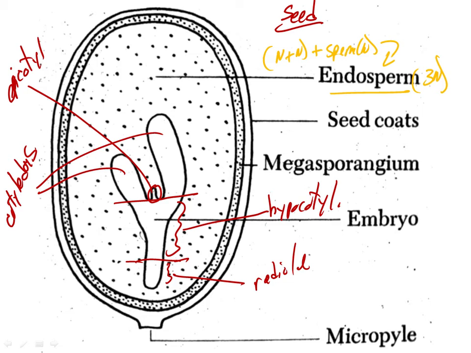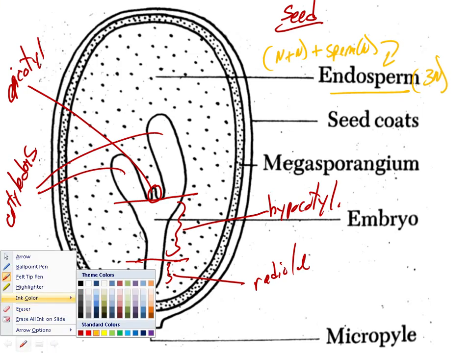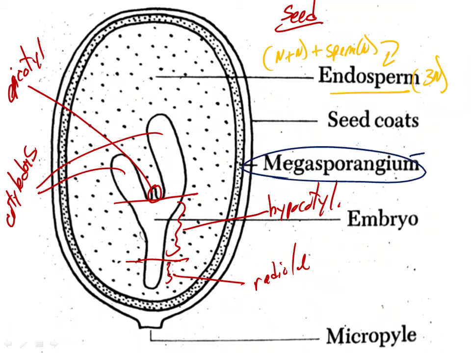Outside that, we find the megasporangium. The megasporangium, if it's there, is like one layer of cells. It can be there, but it is very, very small. In other cases, it's been absorbed already. So it's a very insignificant part of the seed. But if you were to draw a seed, it's not a bad idea at this stage of learning to draw it in. And then on the outside, we have the seed coats, and they come from the integuments, because in the angiosperms there's normally two.